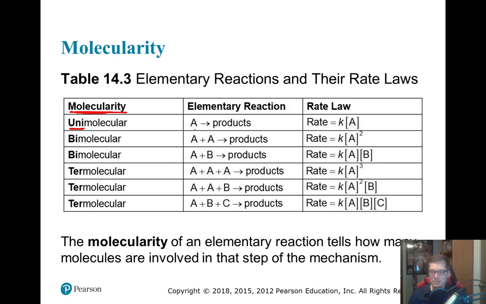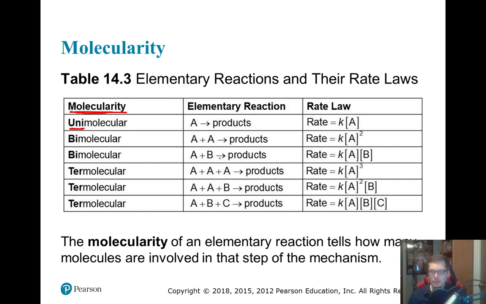Now notice that on all of these, we can just say that whatever the coefficient is, that's the order. That's the power of using elementary reactions: their rate law can be based off their stoichiometry. Whereas, remember before, in regular chemical reactions that are not elementary reactions, our rate law is not necessarily the same as the stoichiometry.